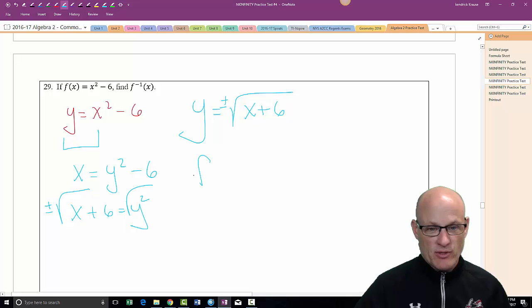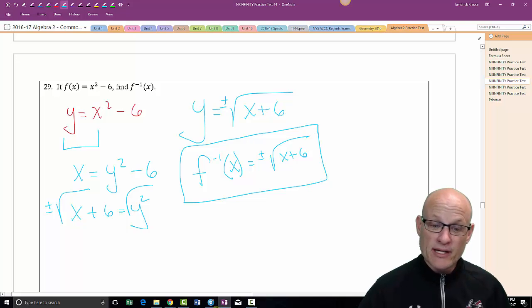But don't leave it like that. It should be written professionally. F inverse of x is equal to plus or minus the square root of x plus 6. That would be the answer.